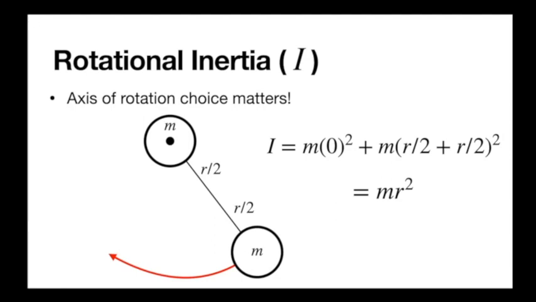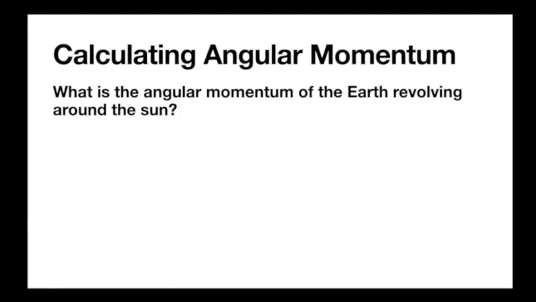Okay, let's do a little practice with this. Let's combine calculating angular velocity and rotational inertia to calculate angular momentum. So what is the angular momentum of Earth revolving around the sun? We'll do it together. So we need some key information.